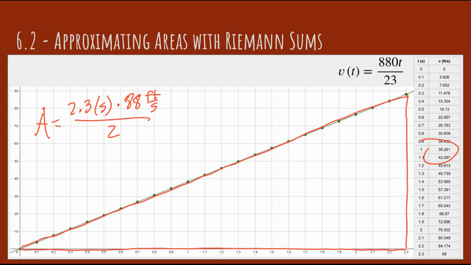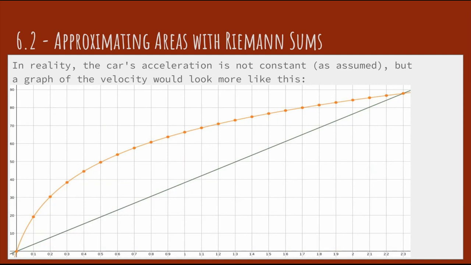It doesn't matter here. I do want to point out, though, that our units are going to end up being feet, and that's going to give us the distance that the car traveled over this 2.3 second interval. And it's actually exact. Now, the problem is this isn't what the velocity is going to look like. The velocity is not going to be a straight line function. It's going to look more like this.